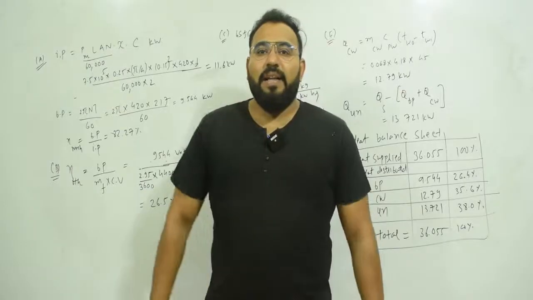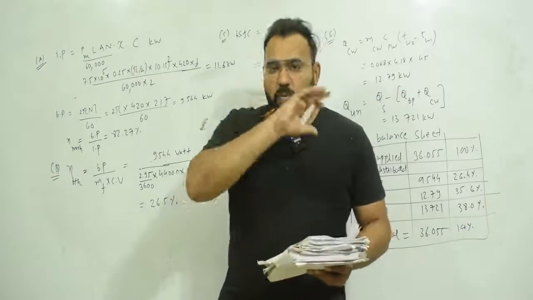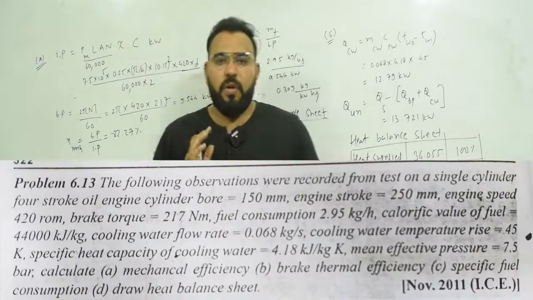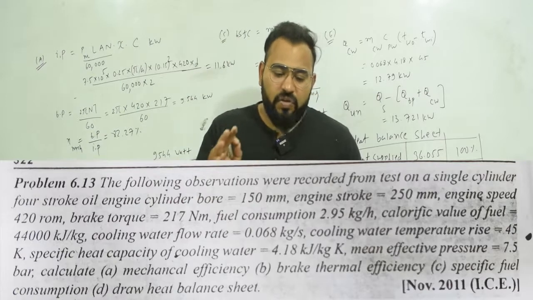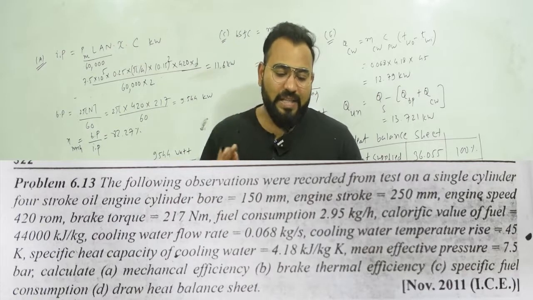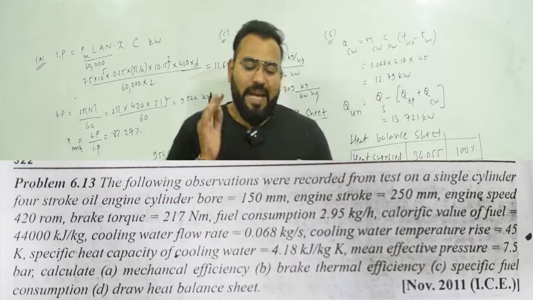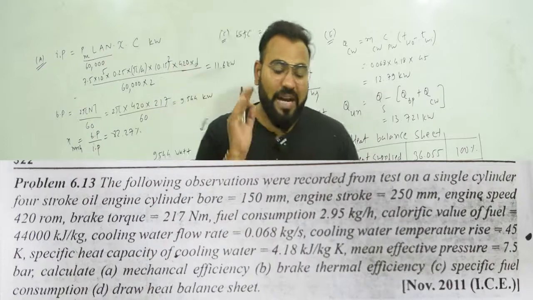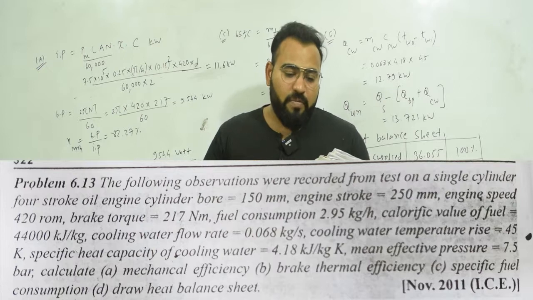We're going to take another example of indicating power. The example statement is on your screen, so pause the video, read the whole example, or note it down in your notebook. The example is: the following observations were recorded from a test on a single cylinder 4-stroke oil engine. Cylinder bore equal to 150 mm, engine stroke 250 mm, engine speed 420 rpm. Braking torque, you have 217 Newton meter.